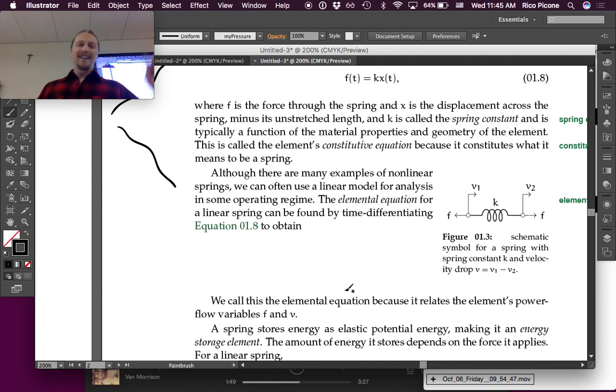Although there are many examples of nonlinear springs, we can often use a linear model for analysis in some operating regime. For instance, maybe those rubber feet act as a linear spring over a little distance. But if you went too far, it's not very linear. Maybe it'd start to act like F equals kx squared or something. Well, it's still elastic. It'll still respond, but linear is an approximation.